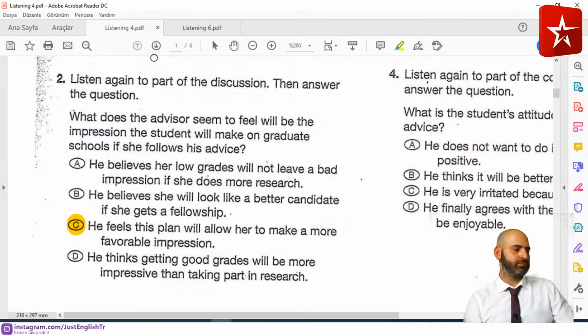Passage 2, page 181. Questions 3 and 4. Listen to a conversation between a professor and a student.